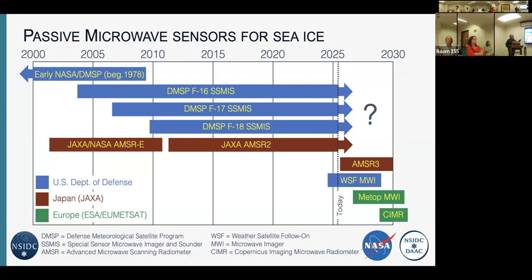And the Europeans are putting up a couple of sensors. They're on the standard meteorological satellite program, the MetOp. They're going to have a microwave imager, unfortunately also the same name as the WSF, MWI. That's, I think, either the end of next year in 2026, or it might bleed into 2027. And then the CIMR, Copernicus Imaging Microwave Radiometer, which unfortunately people have started to call SIMR with a soft C, which confuses it with the first one, SMMR. So I always try to call it Timer. I think that's a better name. I'll talk more about that at the end.